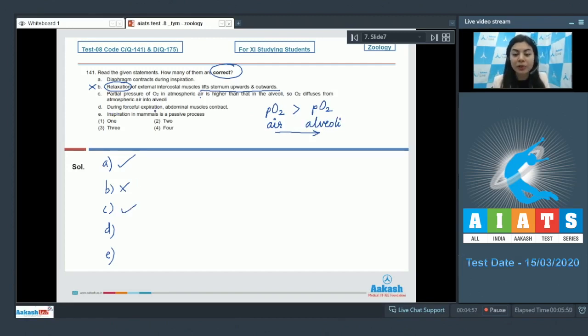Option D, during forceful inspiration, abdominal muscles contract. This is also a true statement. The abdominal muscles aid in forceful expiration. Statement E, inspiration in mammals is a passive process. This is not right. The inspiration in mammals is an active process. The statement E is incorrect. So among the given statements, statement A, C and D are correct, means 3 statements are correct. Thus the correct answer would be option number 3, which states 3.